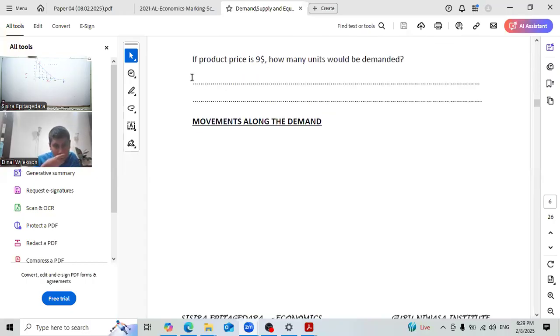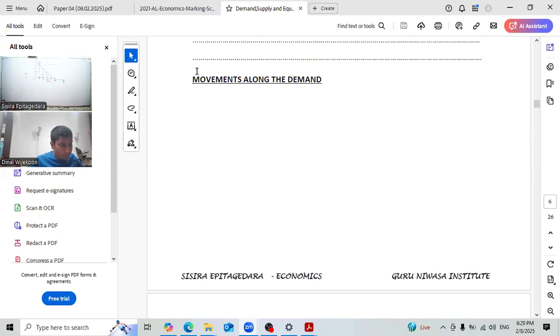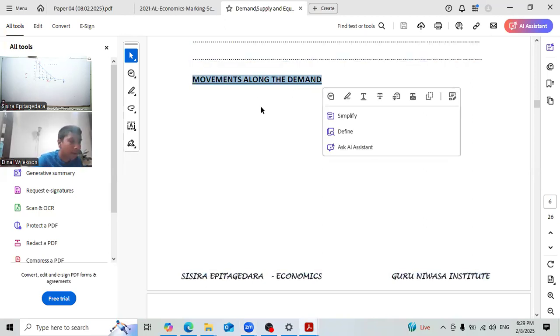What is the topic? Next topic after the question that we have completed? Movements along the demand curve. It should be demand curve. Write it out, not only demand. Movements along the demand curve. Curve should be added. Demand curve.